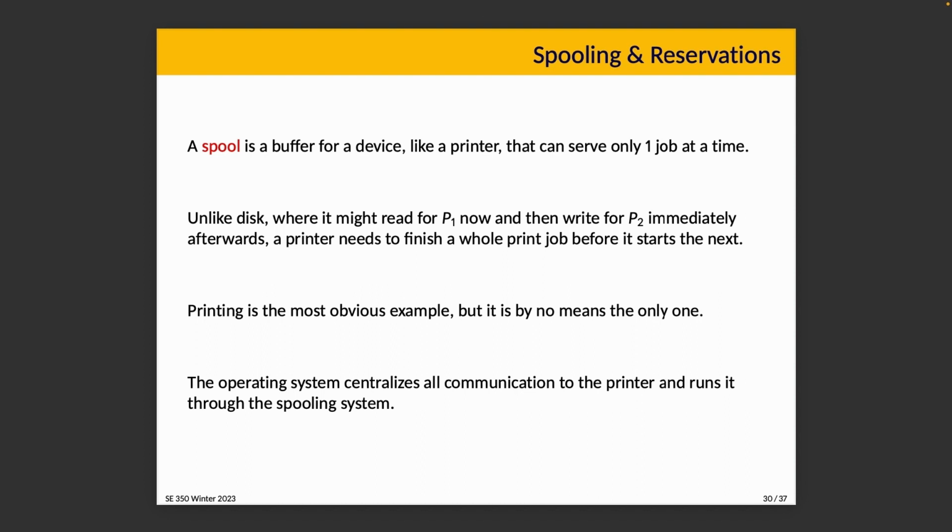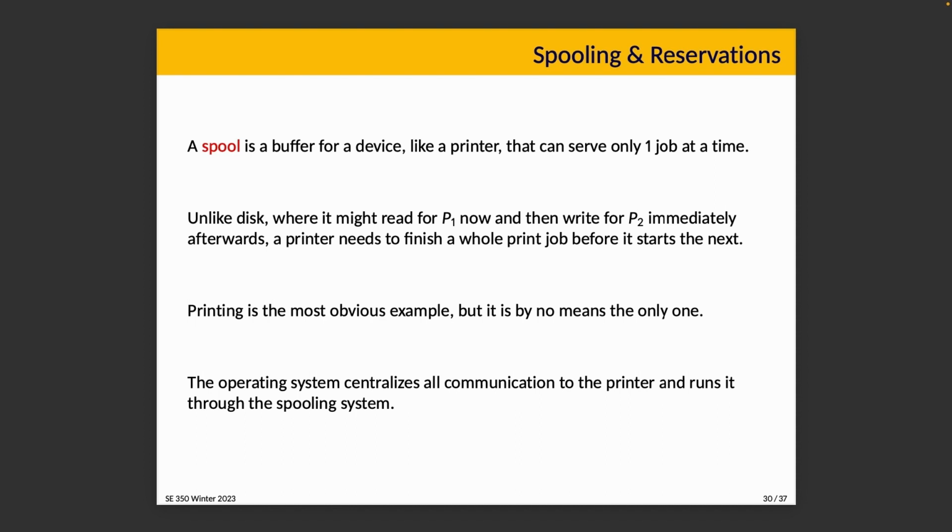And we'll also talk about spooling and reservations, because they kind of go together. A spool is a buffer for a device like a printer that can serve, say, only one job at a time. Unlike disk, where it could do a read for process P1 right now and then a write for P2 immediately following, the printer needs to finish the whole job before it starts on the next one. Printing is just a super obvious example of this, but it's by no means the only one.